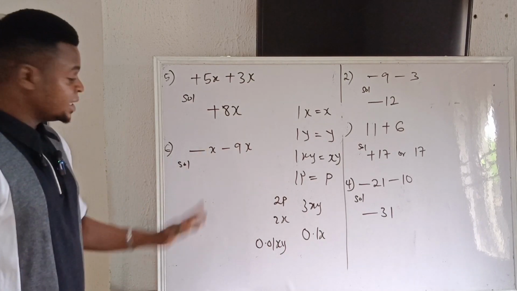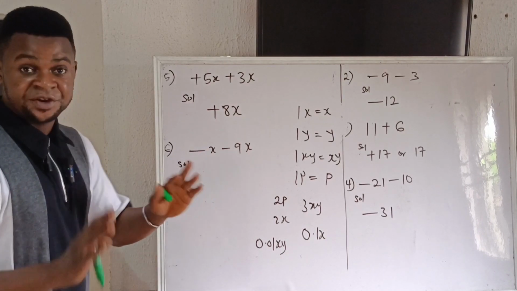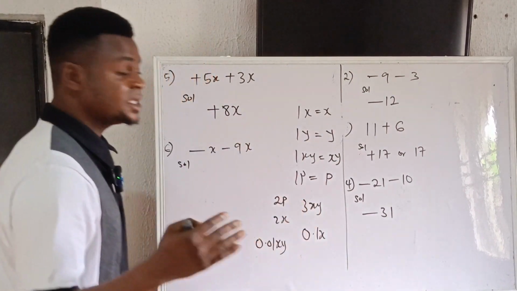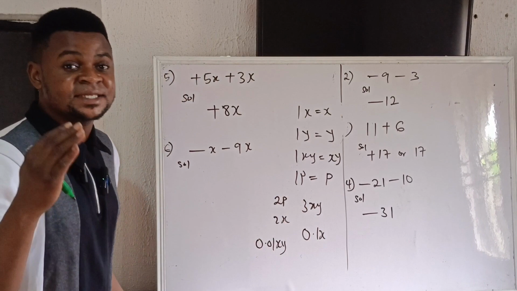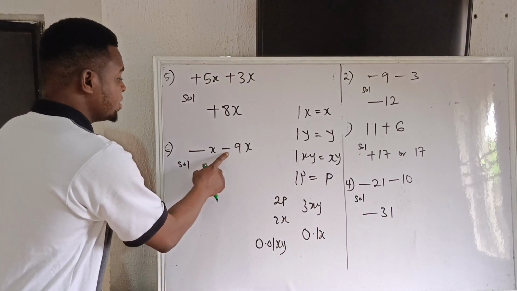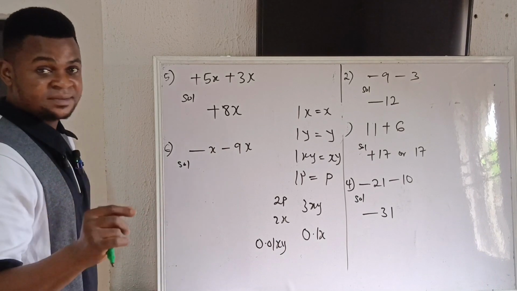Now, before we start, looking at this, this is x, this is x, the variables are the same. So it's possible for us to add and subtract. Then the next thing for us to do is to identify the signs attached. The sign for x is minus, the sign for 9x is also minus. That means they have the same sign.